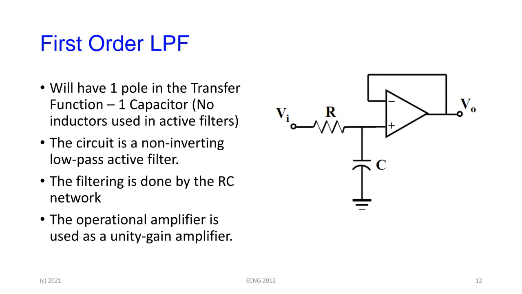Right, so let's look a little bit more into this. Our first look now will be on the first order low pass filter. So the first order low pass active filter has one pole in the transfer function, and the pole is created by the capacitor. The circuit in this case has a non-inverting low pass amplifier, and it's basically a unity gain. So this one doesn't have any gain as yet. So let's see how that works and some other things that we'll discover as we go through that.